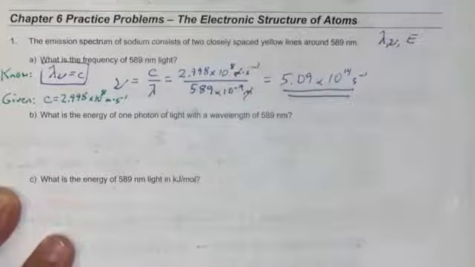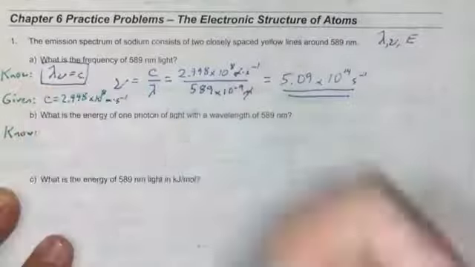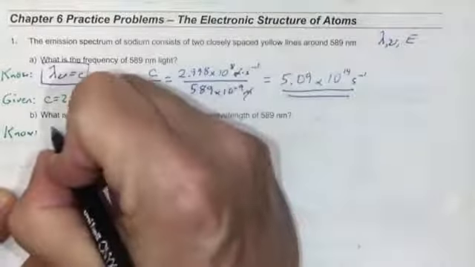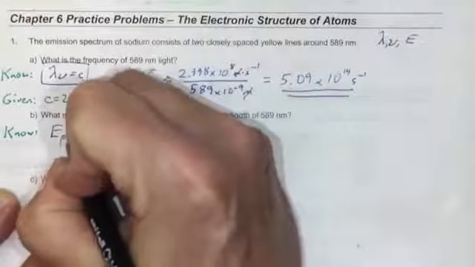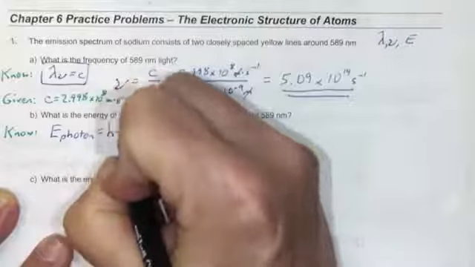The next question says, what is the energy of one photon of light with the wavelength of 589 nanometers? So you need to know this relationship. You need to know that the energy of a photon of light is equal to h nu.